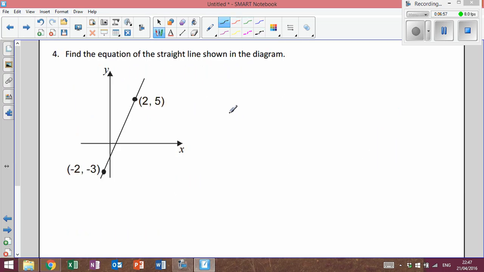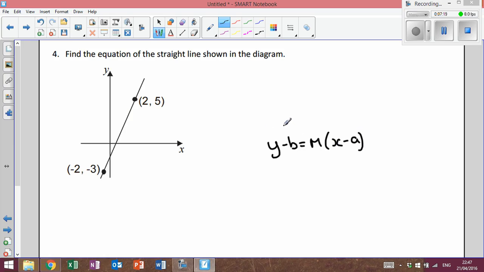Equation of a straight line. You've got 2 options for the equation of a straight line. You've got y equals mx plus c, and you've got y minus b equals m brackets x minus a. Now you want to use y equals mx plus c if you've got the y-intercept, which I don't have here. So I'm going to use y minus b equals m(x minus a). I know that's what I'm going to use, so let's just write it down.